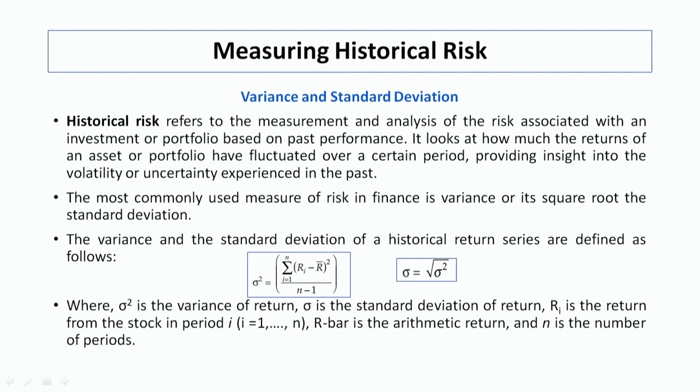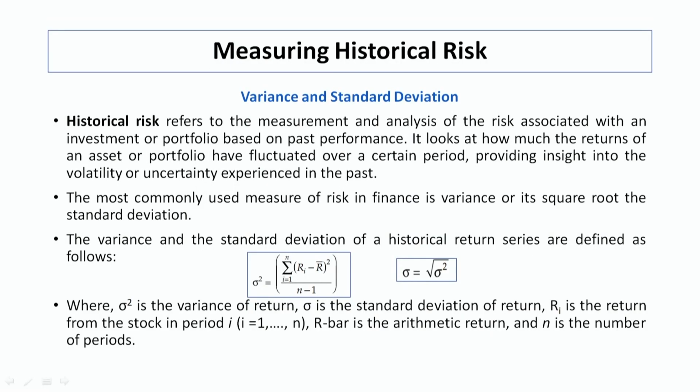Now, coming to measuring the historical risk. Historical risk, as we already mentioned, is associated with the risk that we have in the past, or we can calculate from our past prices or the past data of the particular instrument. So, historical risk refers to the measurement or analysis of risk associated with an investment or portfolio based on the past performance. It looks at how much returns on an asset or portfolio have fluctuated over a period of time, providing insight into the volatility or uncertainty experienced in the past. So, whatever we have achieved till now, with the help of historical risk, we can calculate that.